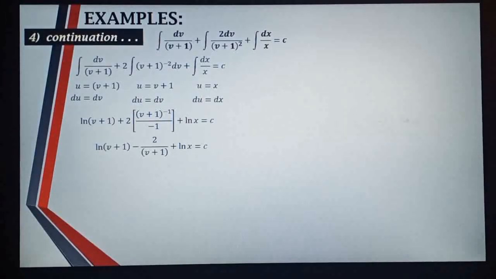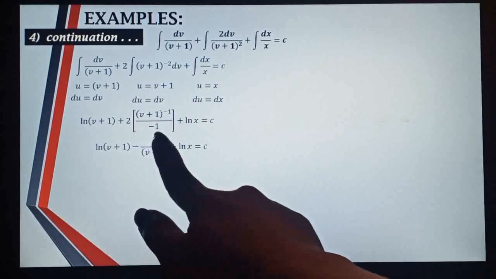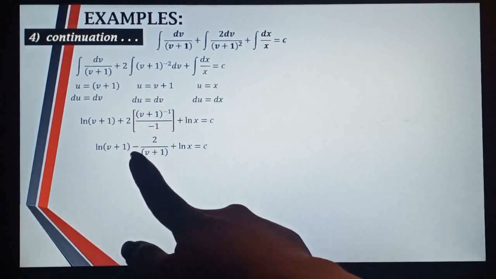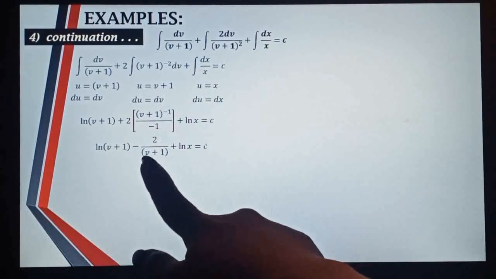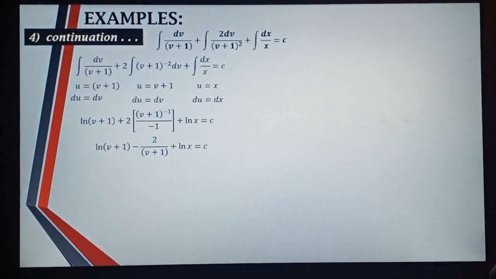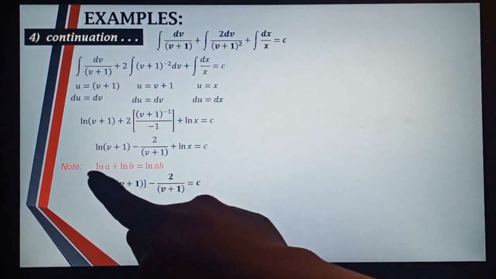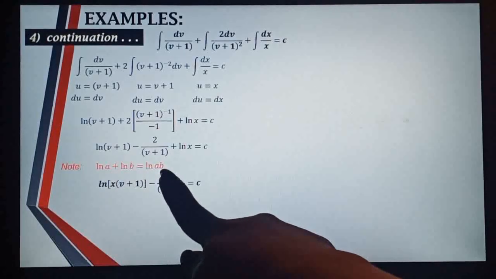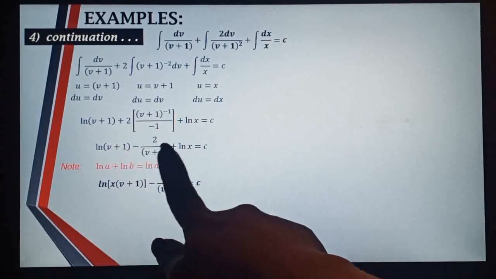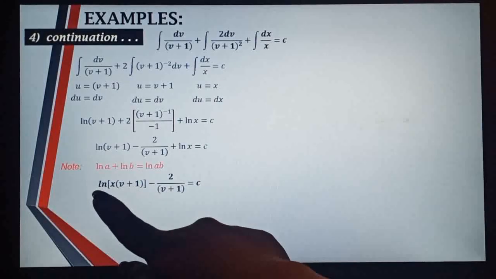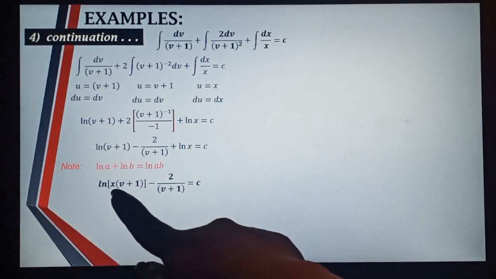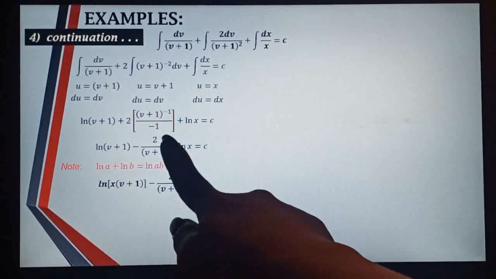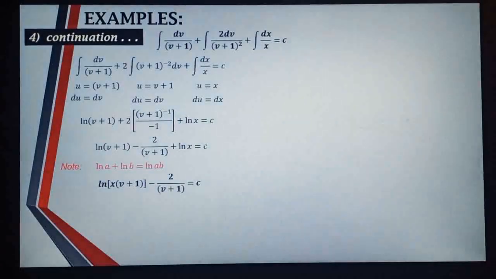Ngayon, simplifying your second term, magkakaroon ka na ngayon ng minus 2 over v plus 1. Tapos, taking note that the sum of the two ln's can be ln of ab. So, pagsasamahin lang natin yung dalawang ln, you will have ln of x multiplied to v plus 1 minus 2 over v plus 1 equated to c.